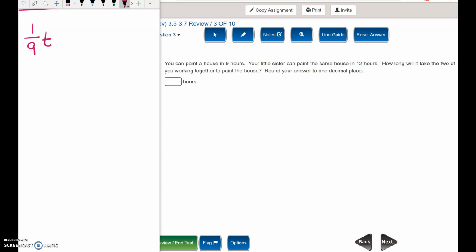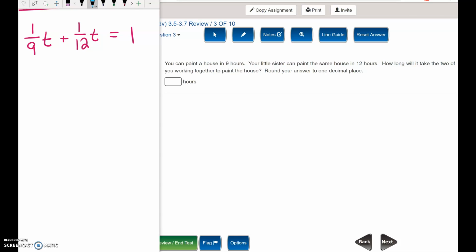Your little sister can paint the same house in 12 hours. Her rate is 1/12. If you add those together, it'll be the two of you working together to complete one job. So you 9 hours, 1/9. Your sister 12 hours, 1/12. Multiply both by t and put it equal to 1. It's the same exact type of problem on the test. I think it's like you and your dad painting a room. So it's very, very similar.